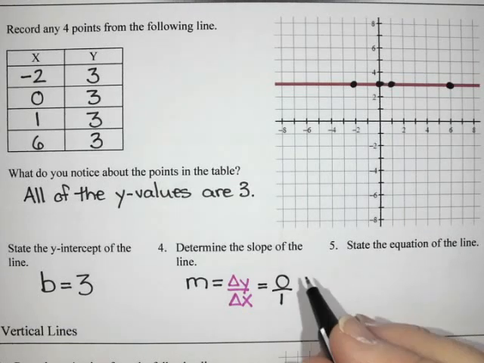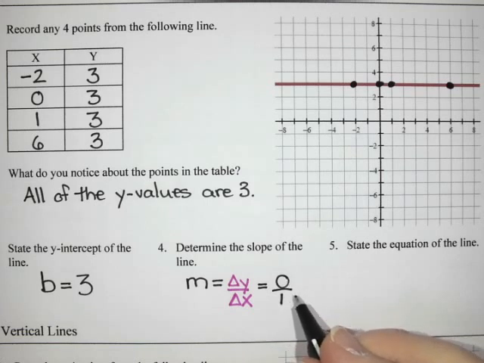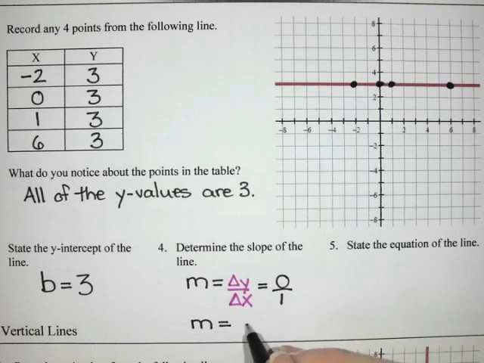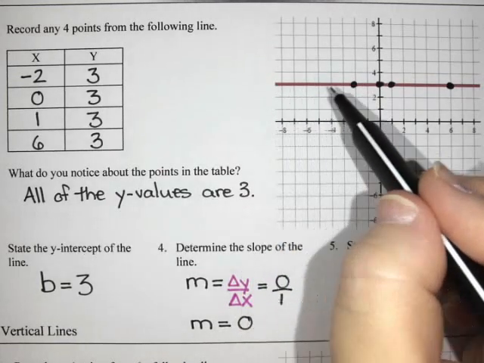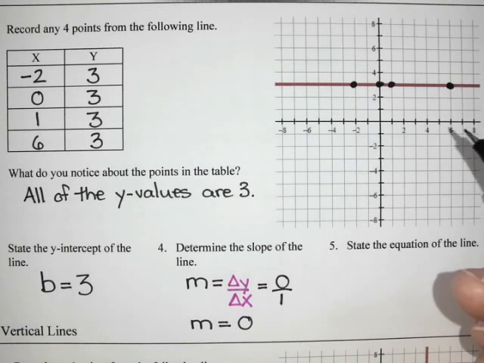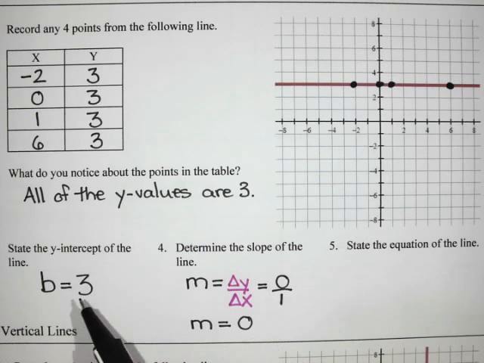So my slope is 0 divided by 1. Now, what is 0 divided by 1? It's just 0. So my slope here is 0. So this line is flat, right? It's not going up or down, so it has a slope of 0. So horizontal lines have a slope of 0. Do they all have a y-intercept of 3? No, I don't think so. That's just this particular line.